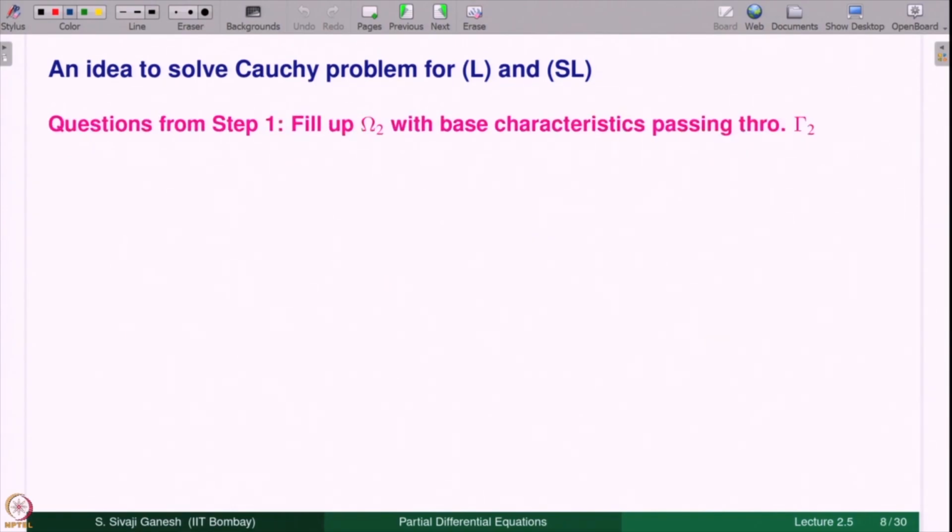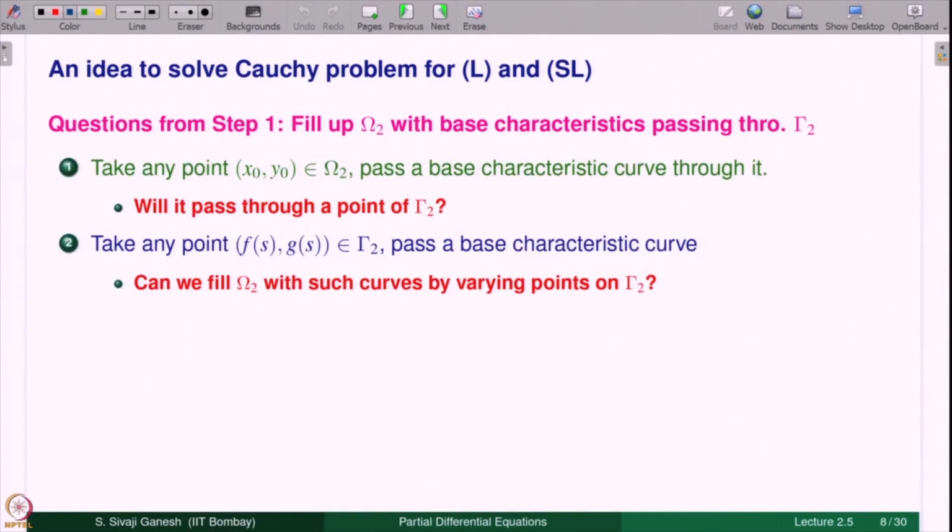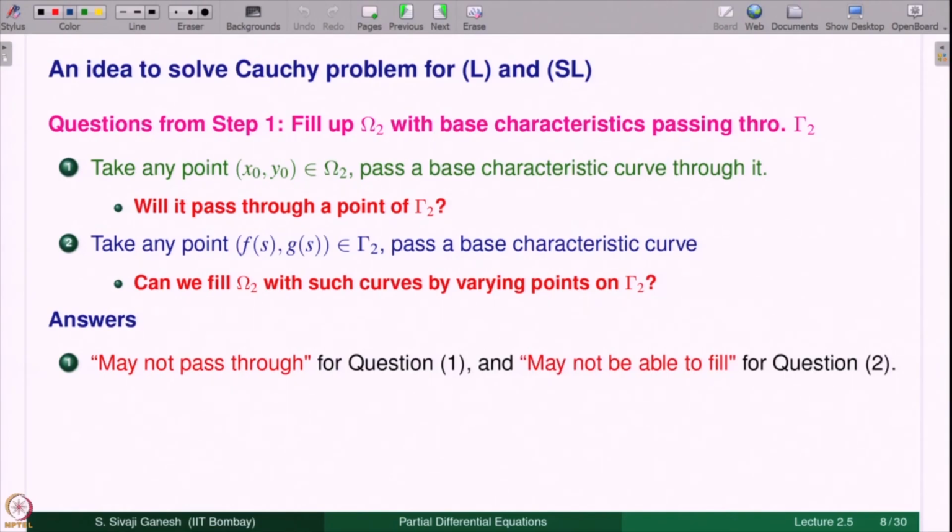So, the questions from step 1 are the following. Take any point in omega 2, pass a base characteristic curve through it, will it pass through a point of gamma 2? One question. Second, take any point on gamma 2, pass a base characteristic curve through that point. The question is, can we fill omega 2 using such curves? The answer to the first question is: it may not pass through. The second is: we may not be able to fill. For both questions, we do not seem to have outright positive answers. Both answers have cautionary terms, may not, may not.